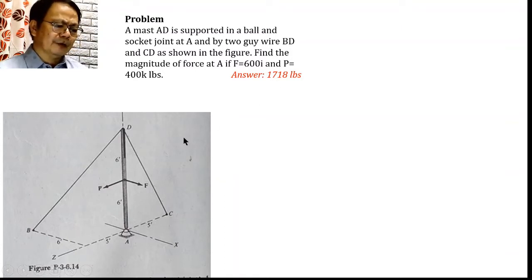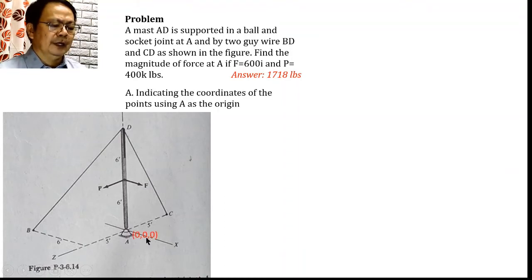Guys, kapag ganito ang problem, malaking bagay kapag yung mga coordinates ng points ay naipakita agad natin at matiyak natin na yung kanyang values ay correct. So if we will be assigning this point A as our origin such that this point will be at 0, 0, 0, then we try to identify the coordinates of point B, C, D, and this point where P and F are directed, considering that point A is our origin.